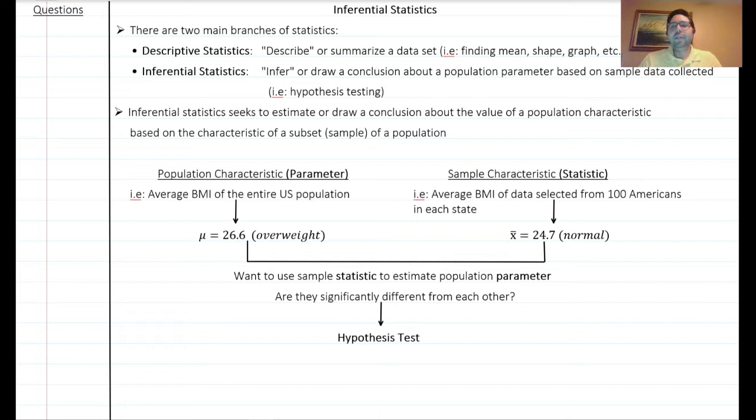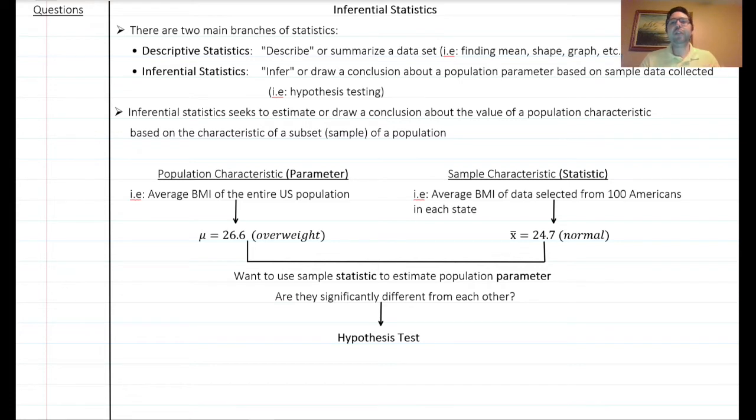Well, the way to answer this is with a hypothesis test. You can't just say, oh, well, they're only one apart, so they're pretty close. You have to actually do a hypothesis test, and that'll tell you if they're significantly different from each other, or if the difference is due to chance alone. So that's the premise of doing a hypothesis test.